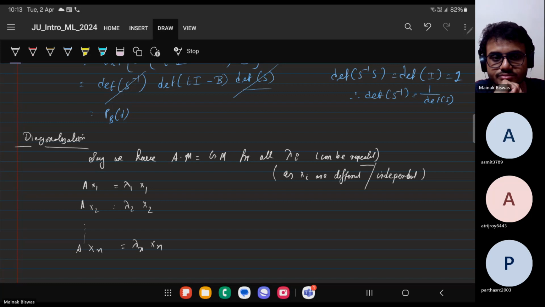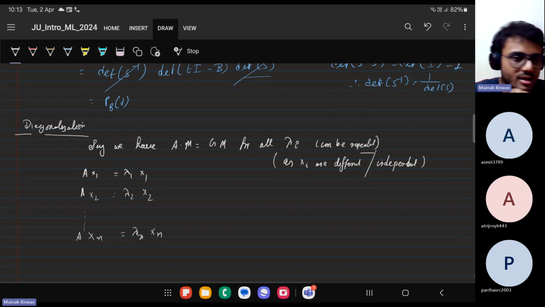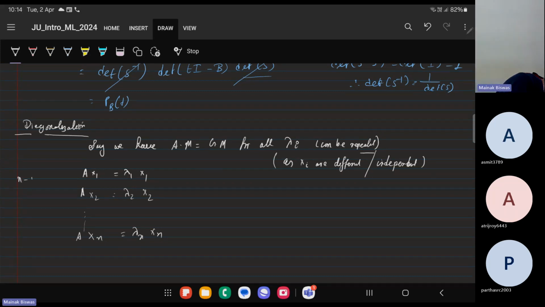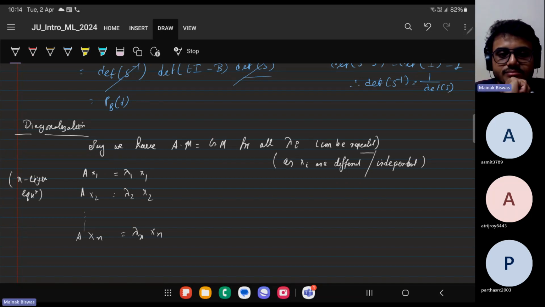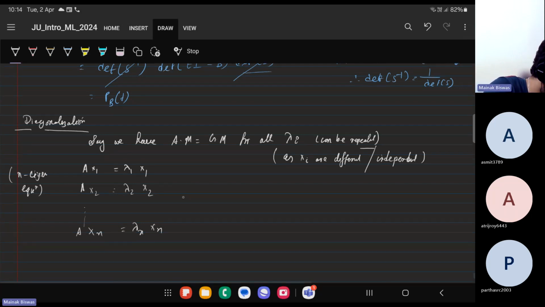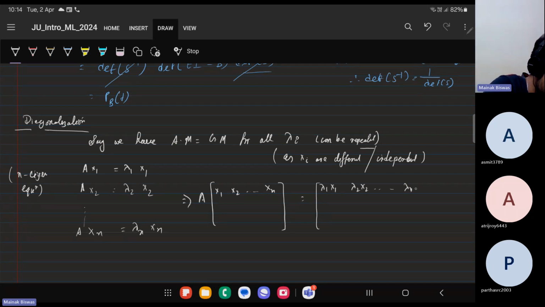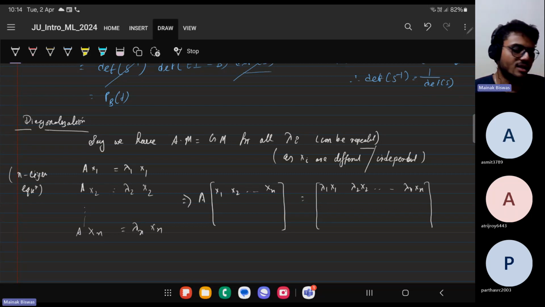Yes or no? For n eigen equations. Agreed? Yes. What can I write this as? Can I write this as x1, x2, xn? Then what will it be? Lambda 1 x1, lambda 2 x2, dot, dot, dot, lambda n xn. Right?